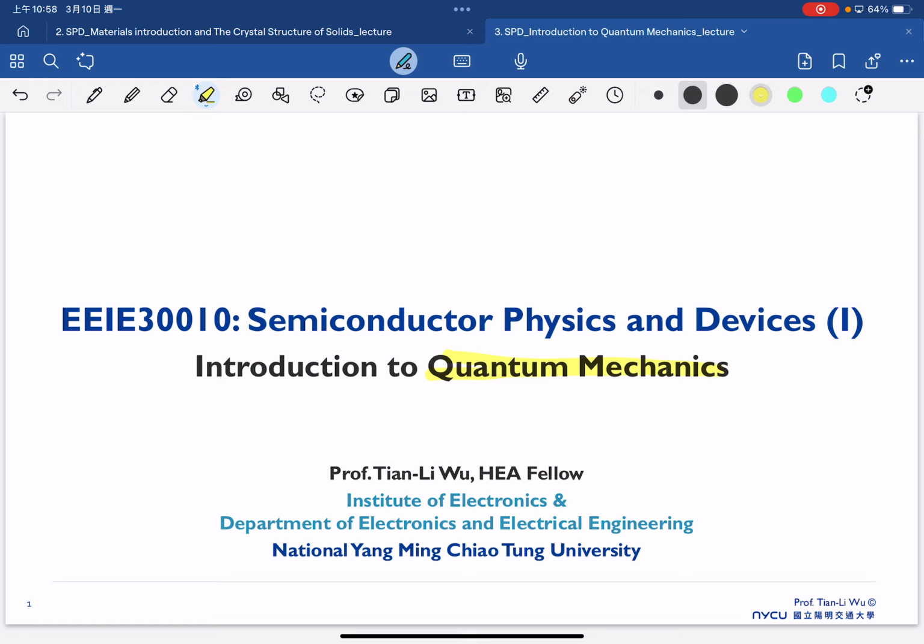So in this chapter, we will talk about quantum mechanics. Of course, we still need some modern physics knowledge, especially related to the wave equation. But in the end, we will introduce why we need quantum mechanics, because we need it to understand the very specific physics phenomena that very often happen in the semiconductor device. So first of all, let's just use the MOSFET as one example.